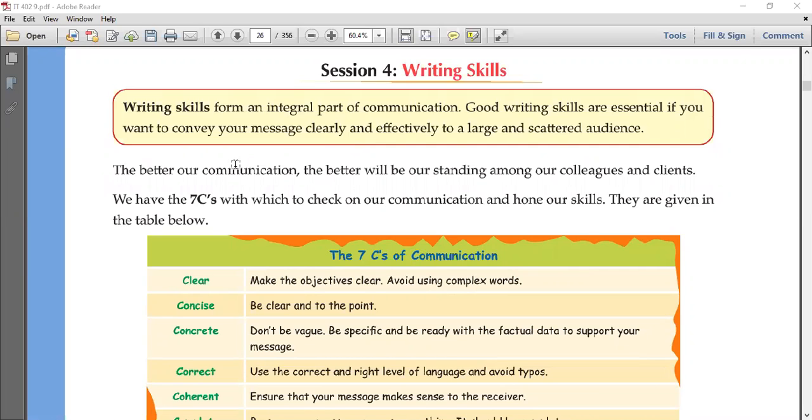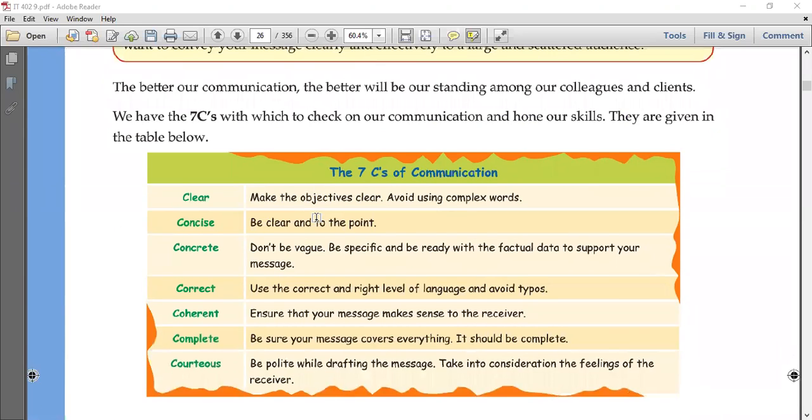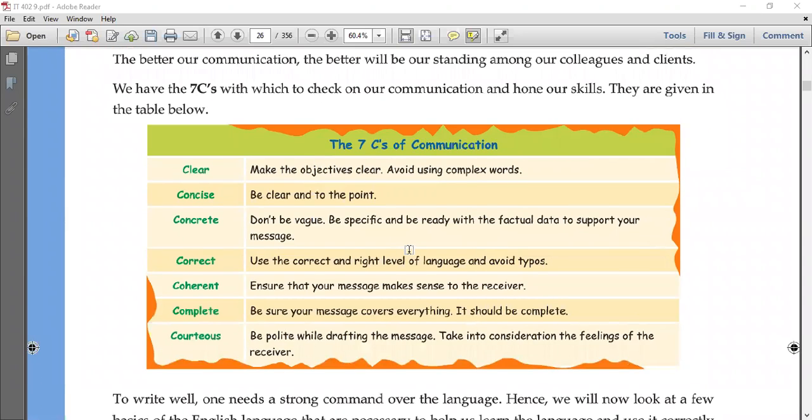Now we have 7 C's with which to check your communication and improve your skills. So 7 C's we have to follow. First C is clear. Whenever you are writing certain things, your objective should be clear. Whatever you are saying, whatever you are writing, it should be clear. You do not use complex words which other people may not be able to understand. कॉम्प्लेक्स वर्ड्स नहीं लिखने हैं, इजी वर्ड्स लिखने हैं ताकि easily जो points आप convey करना चाहते हो, they are easily conveyed.